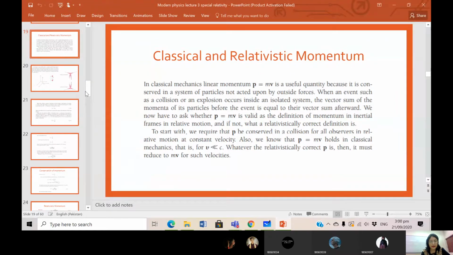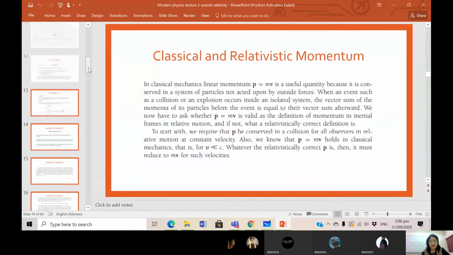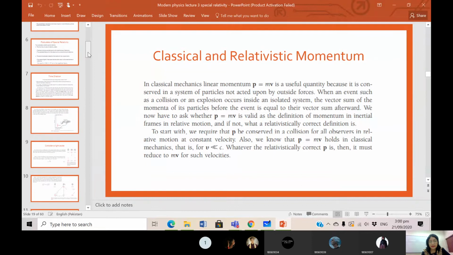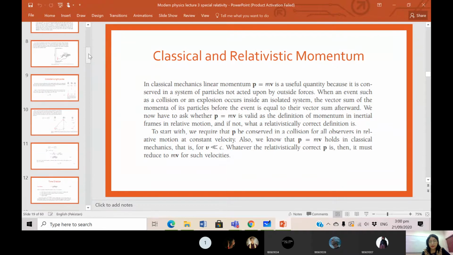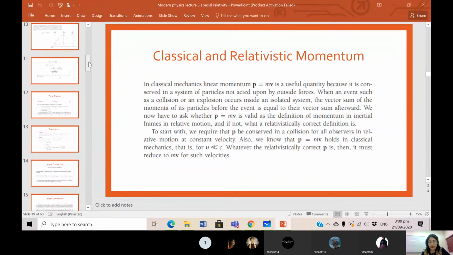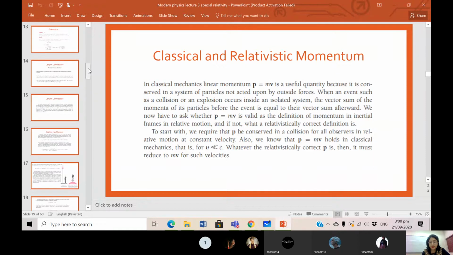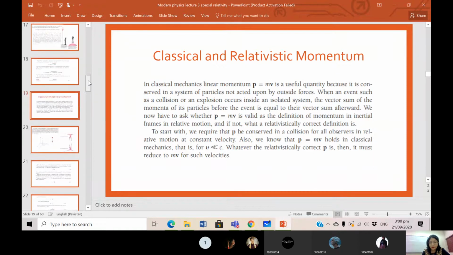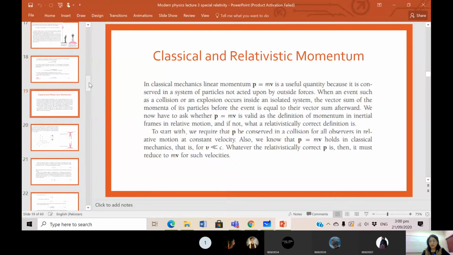Last time we had started special relativity, and we derived the formula for time dilation and for length contraction. Are there any questions related to those? Time dilation, length contraction? No? Okay, then today we're going to derive relativistic momentum and relativistic energy and the relation between relativistic energy and relativistic momentum. Okay? So as I said before, classical momentum was given by what formula?